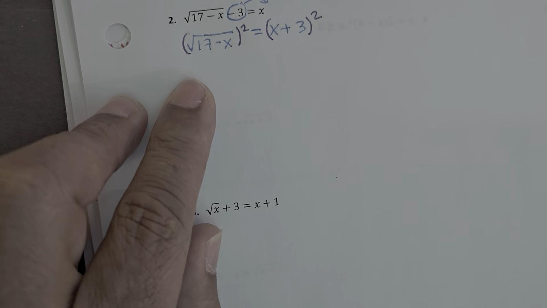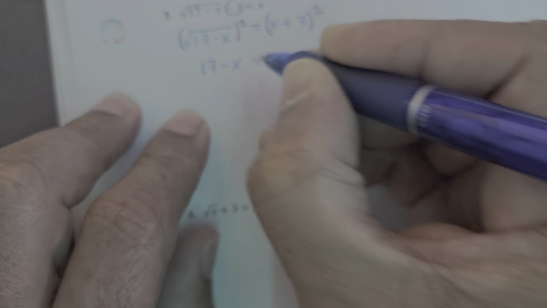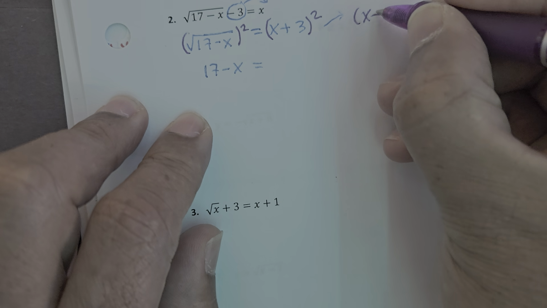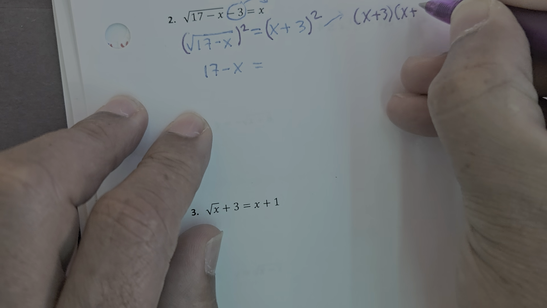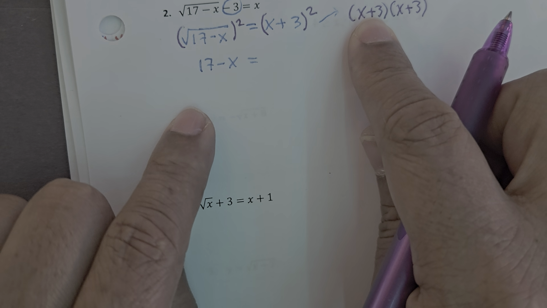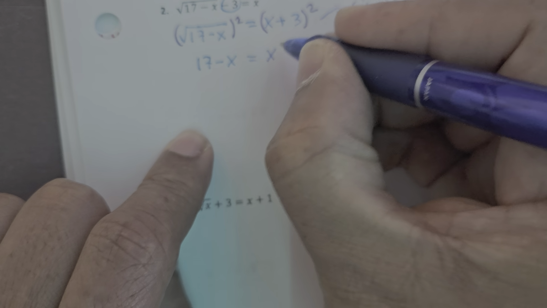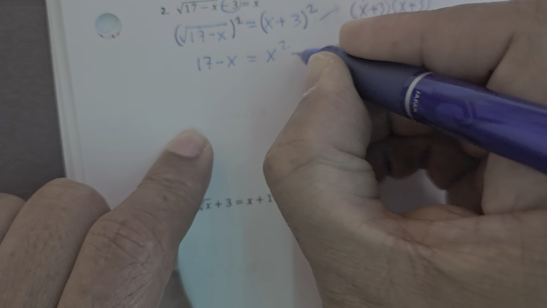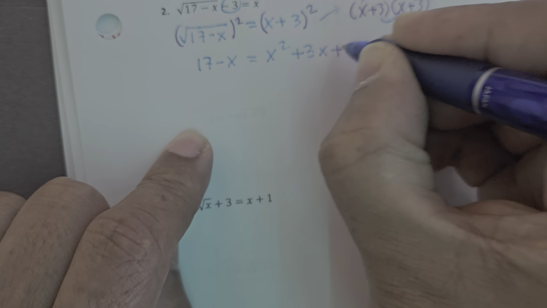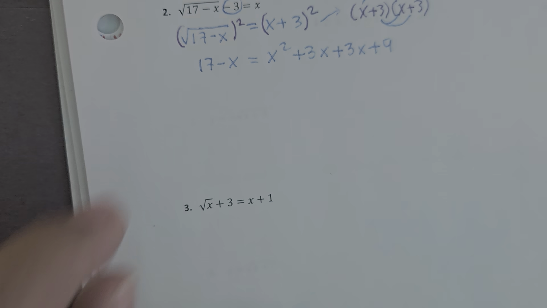Okay, so then this gives me 17 minus x equals, now I'm going to take this to the side and expand it. So this is x plus 3 times x plus 3. So you'll come to a point in this course that you'll be able to do this without doing the expansion. Okay, so when I multiply x times x, that's x squared, x times 3, that's plus 3x, and then 3 times x, another 3x, and 3 times 3, that's a positive 9.